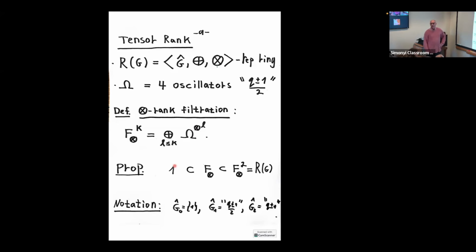Is it equivalent to define omega as the sum of the four oscillator representations? Yes, you can, I can. I think that's the way to do it. It's the way I did.